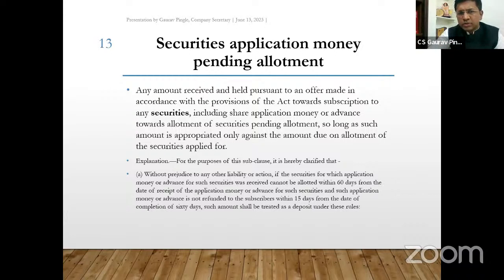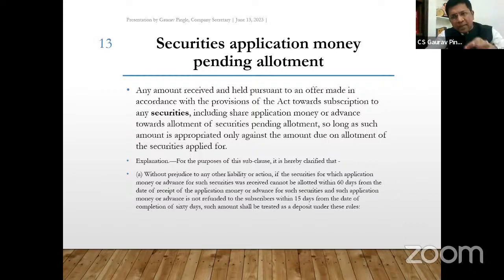So this particular provision says that it should be allotted within 60 days, and therefore it will apply. So please understand that this transaction should be pending as on 31st of March of any year. If you have received share application money in the month of November and you have allotted in the month of December, then the question doesn't apply at all.